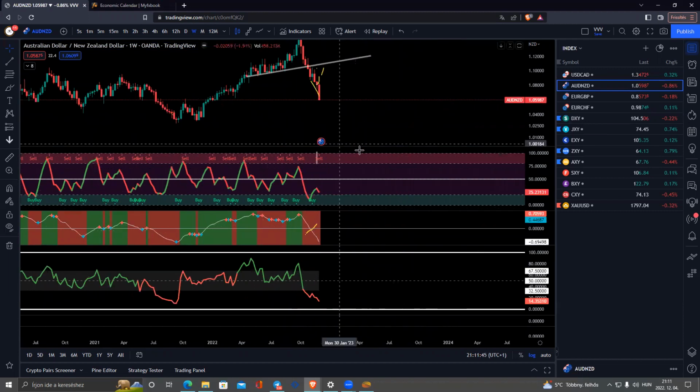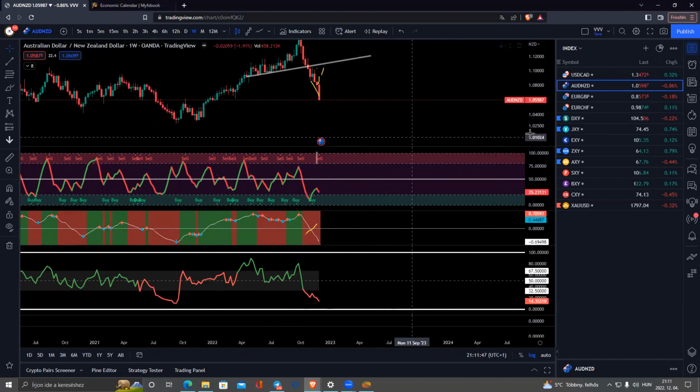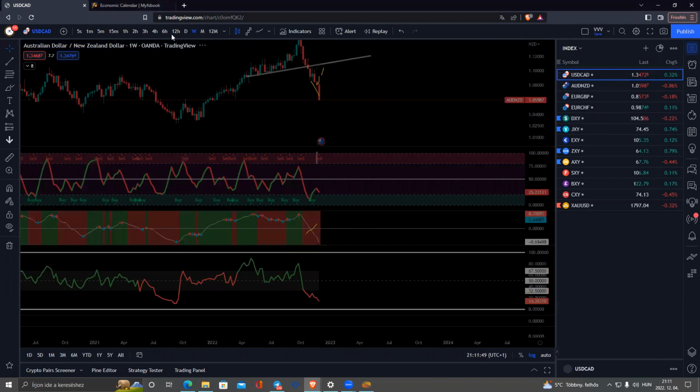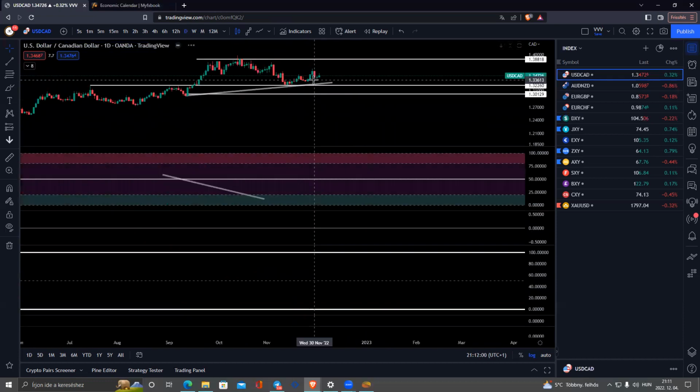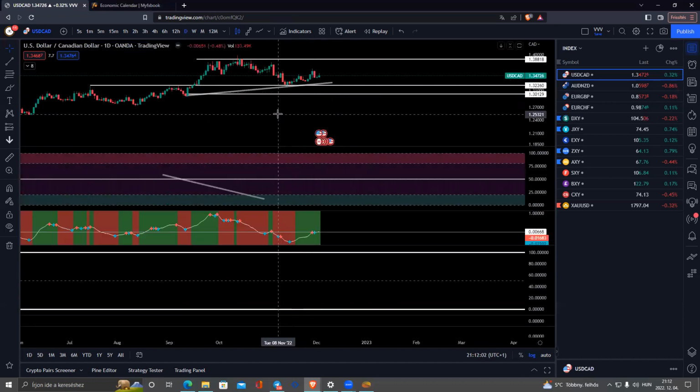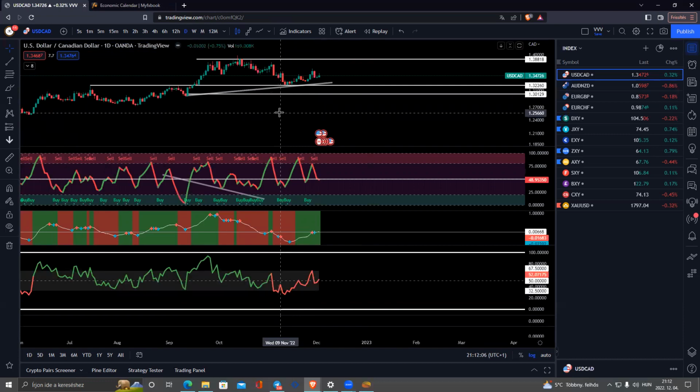Okay, the bearish momentum is clear. I don't know. Back to the USD CAD, to see the daily chart first. Looks like my PC is not awake yet. All right.